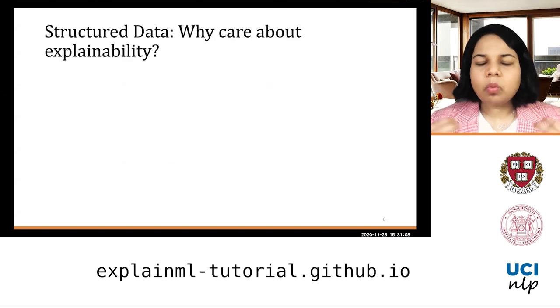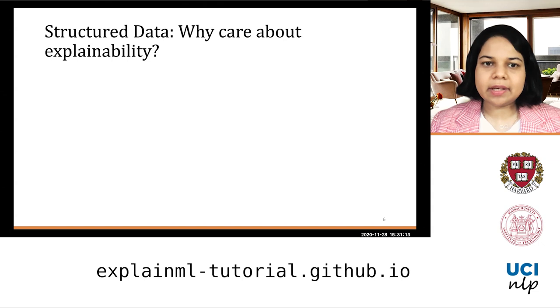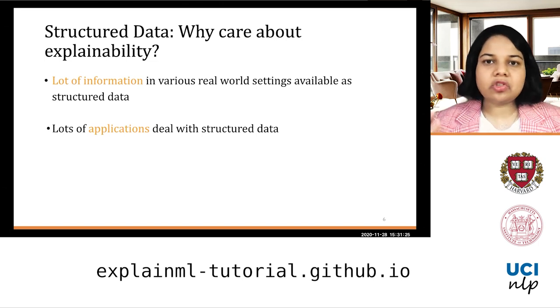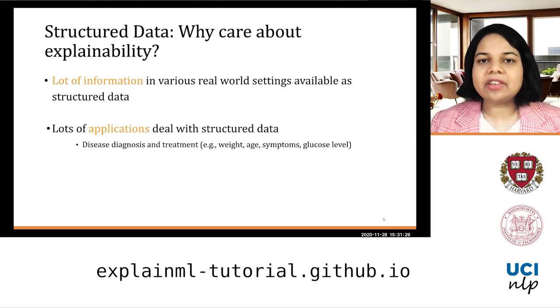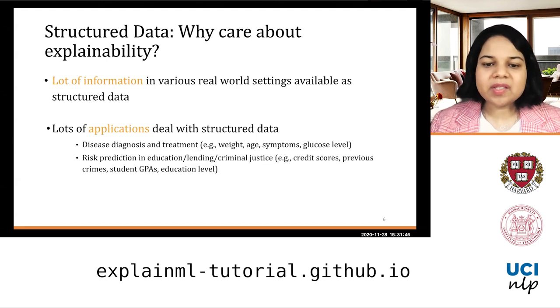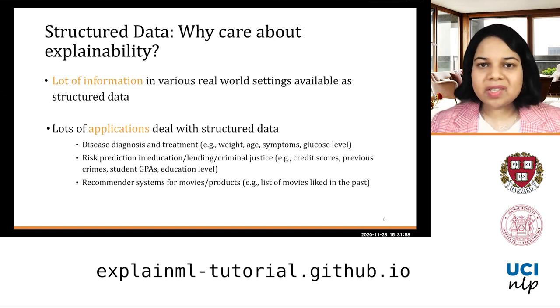Okay, so why do we care about explainability in the context of structured data? Well, for two simple reasons. Firstly, a lot of information in various real-world settings is available as structured data. Second of all, a lot of applications deal with structured data. For instance, when we think about disease diagnosis and treatment recommendations in the context of healthcare, a lot of fields or data is captured in structured form. For example, we can think of weight, age, symptoms, glucose levels, and so on. And when we think about other applications like risk prediction in financial lending, we also see that a lot of information is captured in structured form, for example, credit scores or education levels and so on. And of course, when we think of recommender systems for movies or products, again, information is in structured form where we could think of fields like list of movies that an individual liked in the past.